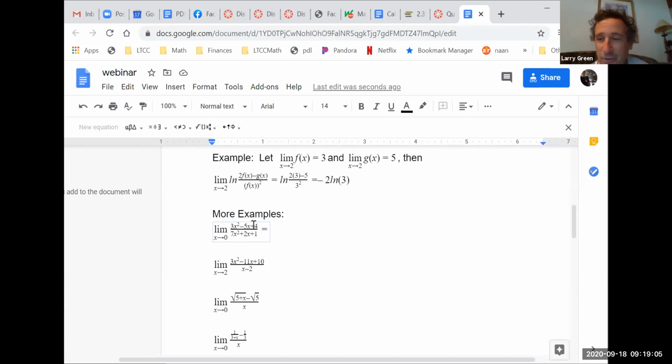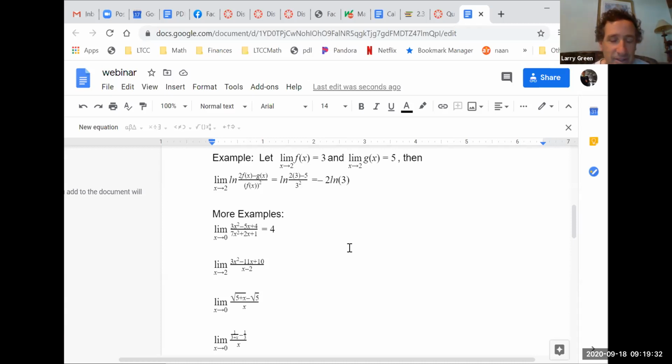0 minus 0 plus 4. I hope you can do that without a calculator. And you get 4, right? What do you get in the denominator? 7 plus 0 plus 0 plus 1. And that's 1. 4 divided by 1. I hope you don't need a calculator for that either. That's just 4. There's really not much to show here. Any questions on this example?